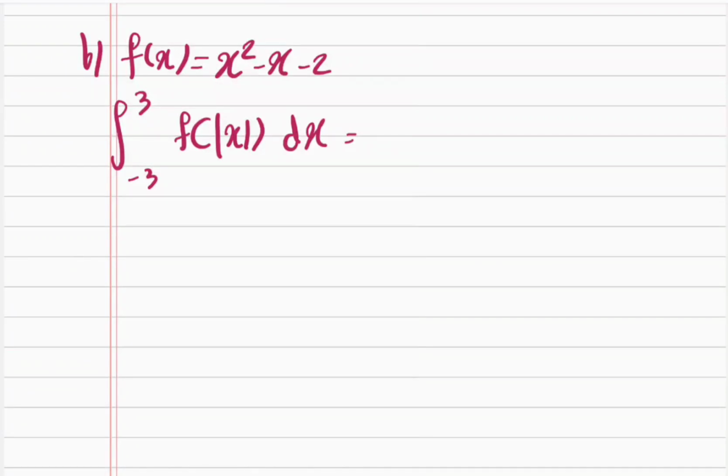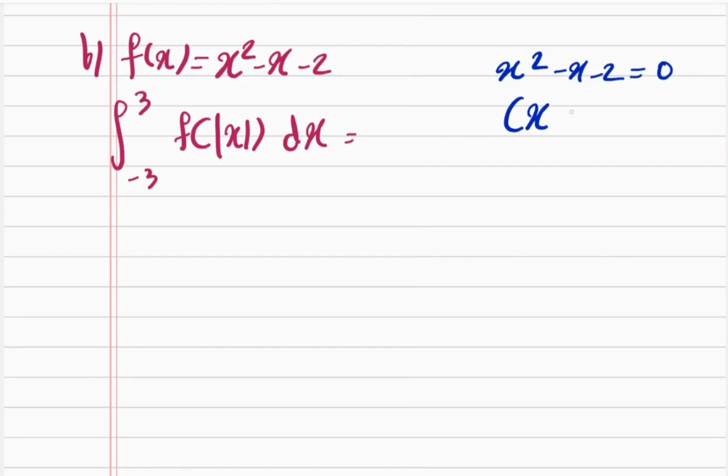Hi everyone, this video is on the challenge question of mixed exercise 11, and it's part B. So we want to integrate f of modulus x, where f of x is x squared minus x minus 2. First of all, we should start by factorizing and finding the roots of this quadratic so that we can draw the graph of that.